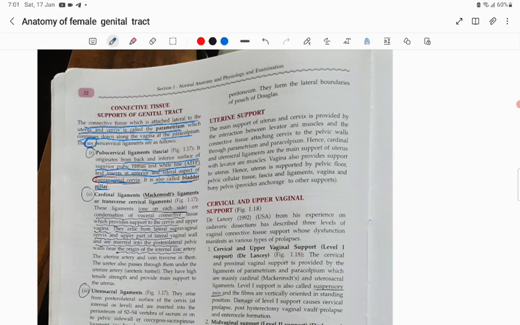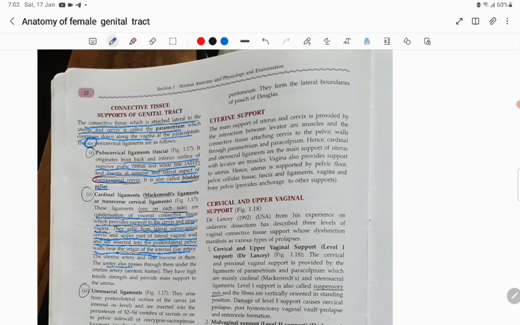These ligaments are one on each side. They are condensations of the visceral peritoneum, that is visceral connective tissue, which provides support to the cervix and the upper vagina. They arise from the lateral supravaginal cervix and the upper part of the lateral vaginal wall, and are inserted in the posterior lateral aspect of the pelvic wall near the origin of the internal iliac artery. The uterine artery and the vein traverse with them.